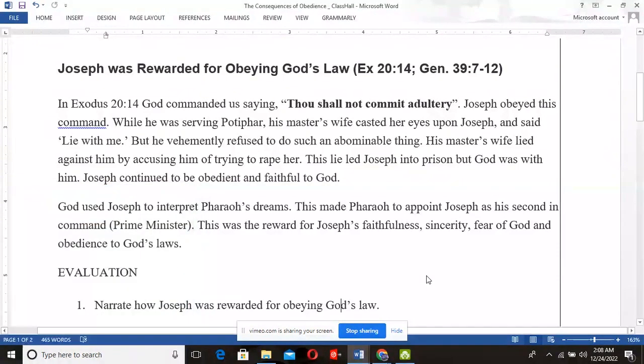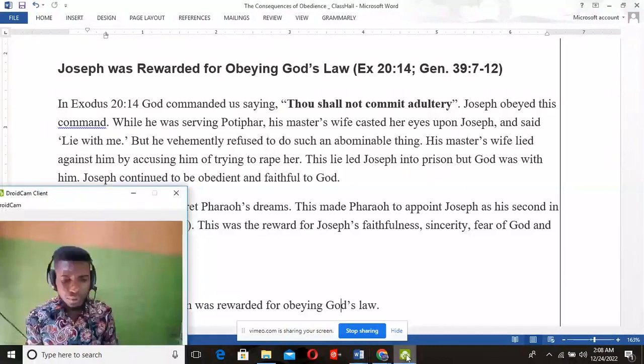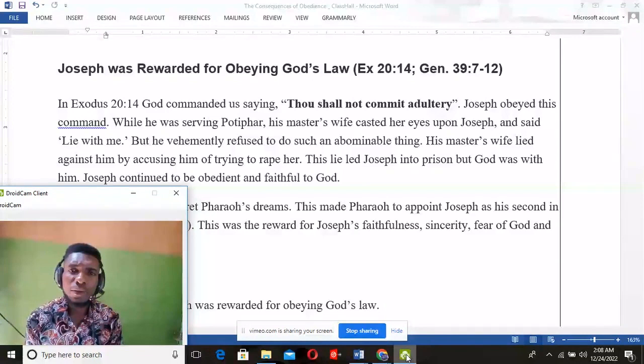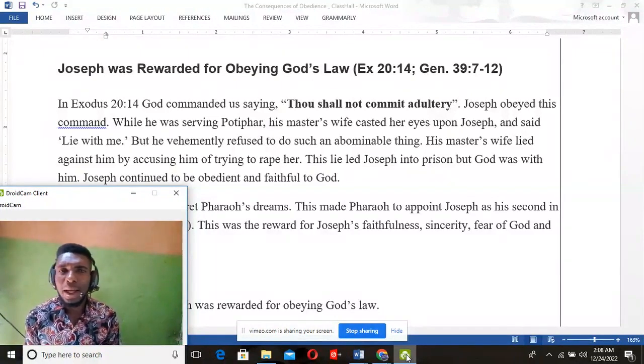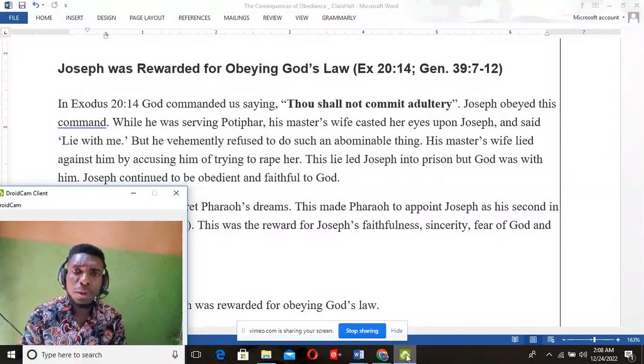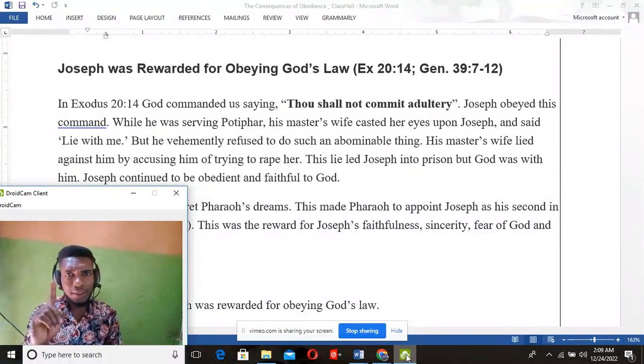So Joseph was sold to the house of Potiphar, and he was a slave in Egypt. In Egypt, he served in the house of the king, and the master loved him so much that he put him in charge of all that he had, except for one thing, and that one thing is his wife. All that the master had was under Joseph's command, except for his wife.